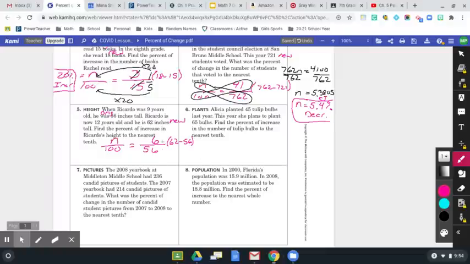So again, here I'm going to take and cross multiply this one instead of reducing this fraction. So I'm going to do 56 times n. And I'm going to do 100 times 6. And I'm going to divide by 56. N equals, let's see that percent of increase. So calculate that out. And this should also be rounded to the nearest tenth.